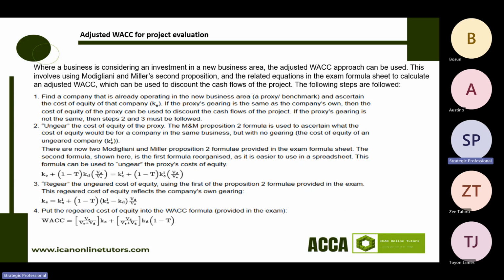And what do you now need to do? After you ungear, you now regear it. You get that ungeared cost of equity using your own gearing. And how do we regear? This is the formula for regearing. This number 3 is the formula for regearing. When we start solving questions, you understand better. This is the formula for regearing. And after you do that, you put the regeared cost of equity into the WACC formula.